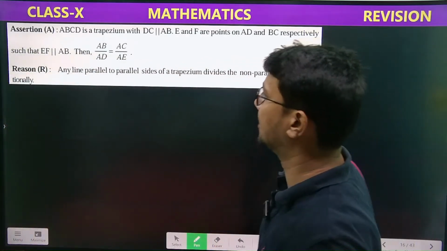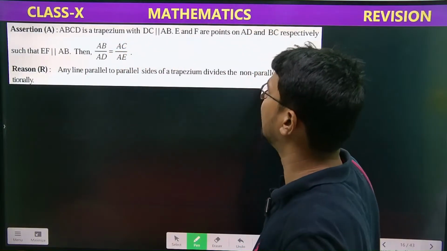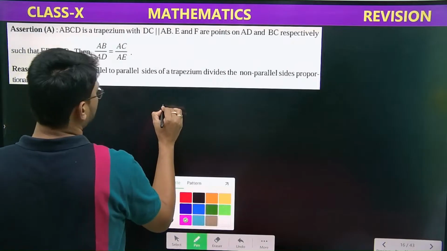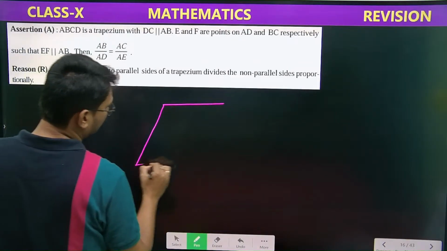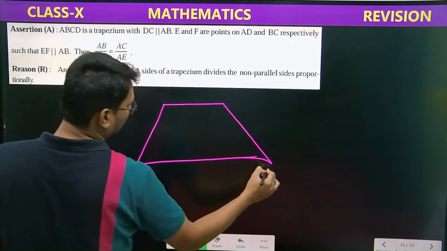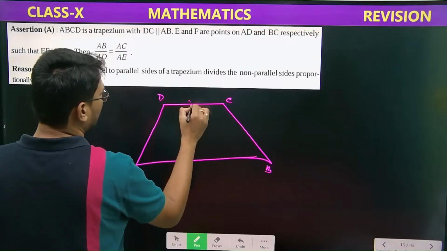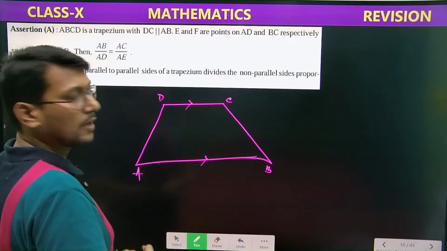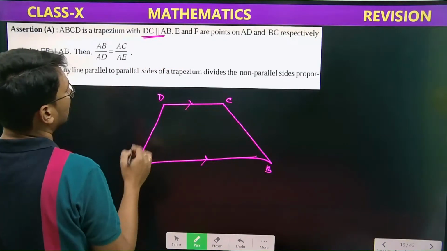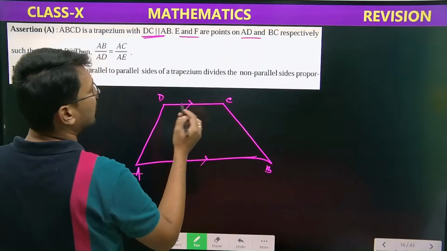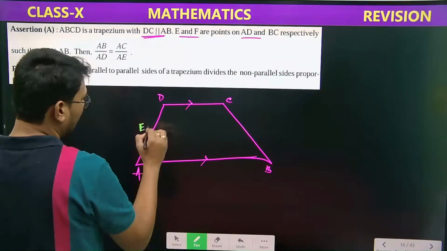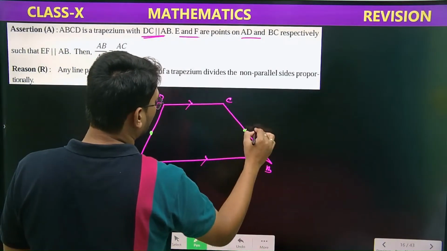Assertion is given: ABCD is a trapezium with DC parallel to AB. Meaning you have to draw a trapezium. That is ABCD is a trapezium, check. ABCD is a trapezium where these two are parallel. You know, a trapezium is a quadrilateral where one pair of opposite sides are parallel, right? This is given, AB parallel to DC. I have formed it. And E and F are the points on AD and BC respectively. Where is E? E is on AD and F is on BC.